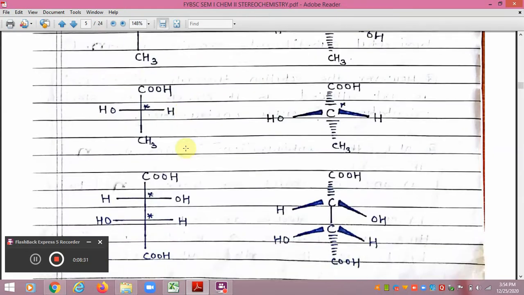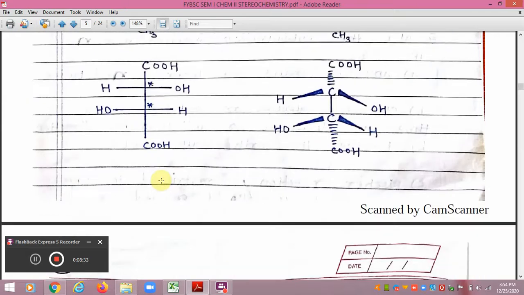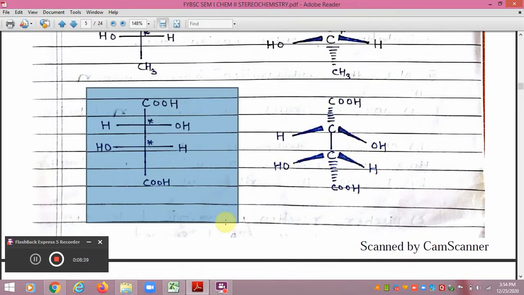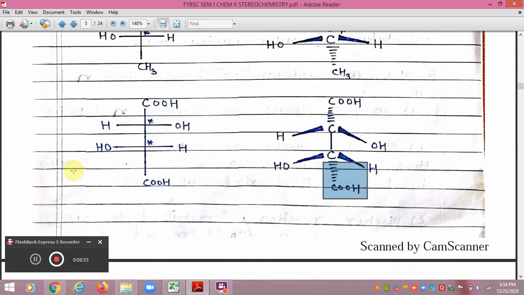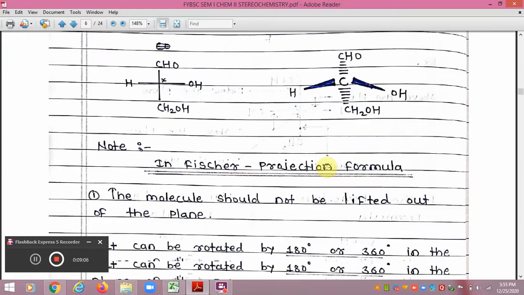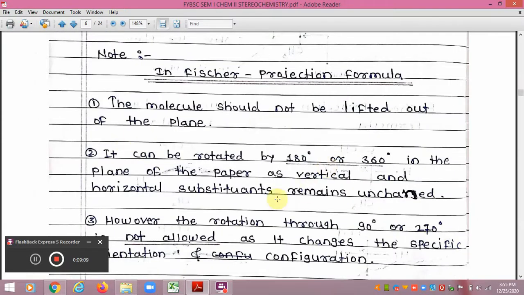Similarly, we can talk about other examples like this and this. Definitely you can go through a number of examples, but in this example, for the compound containing two asymmetric carbon atoms, these two asymmetric carbon atoms are present vertically in the plane, so they are shown by a continuous line. The COOH groups are on the vertical line, so they are present below the plane. That's why they are indicated by a dotted or dashed line, and H and OH are on the horizontal line. It indicates they are present above the plane, so they are shown by means of a solid wedge or thick lines.